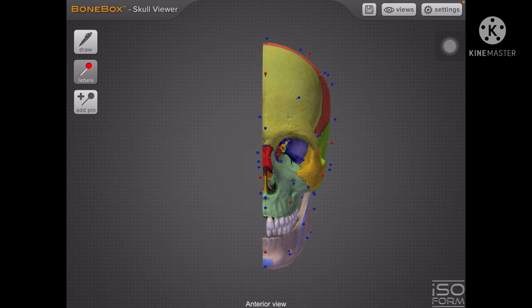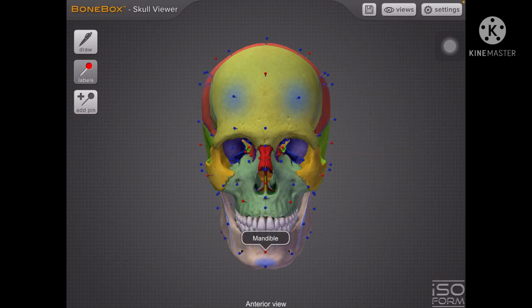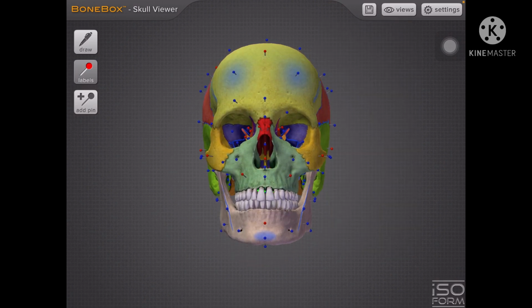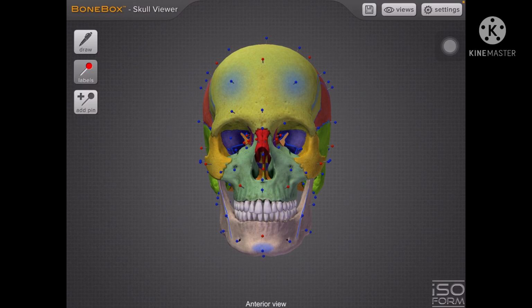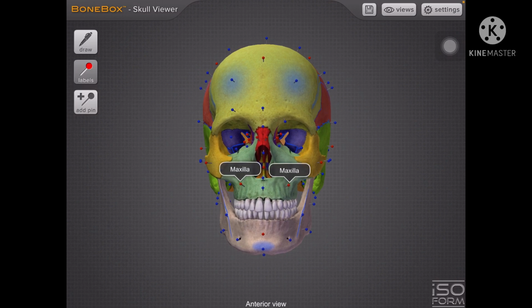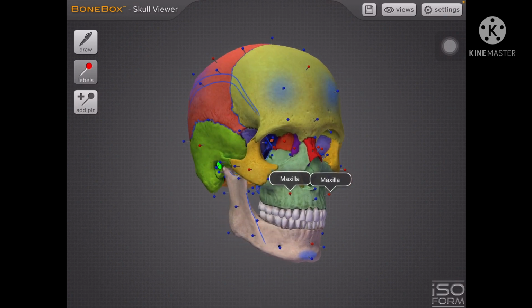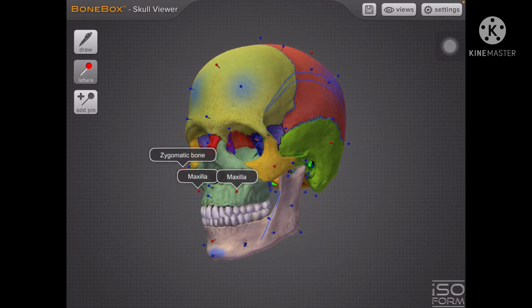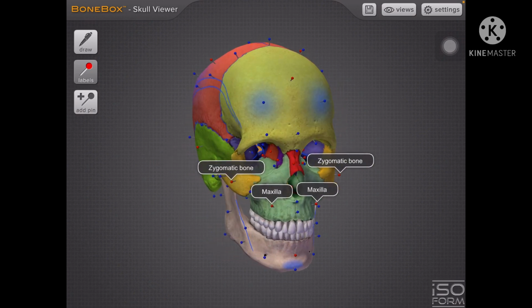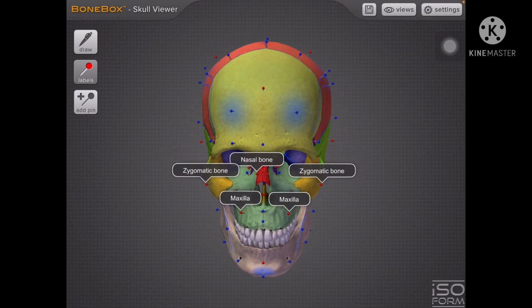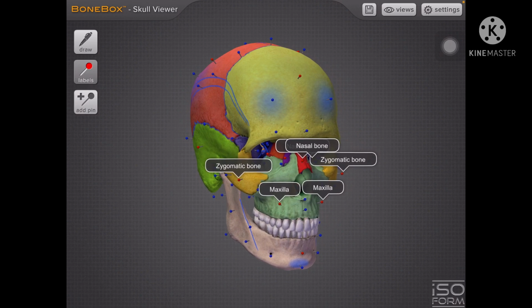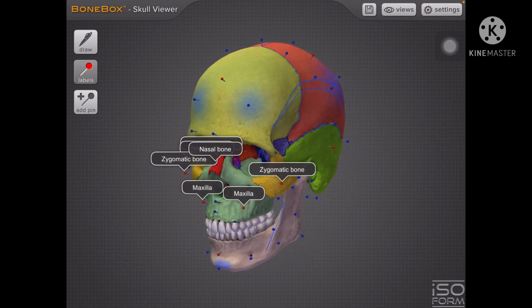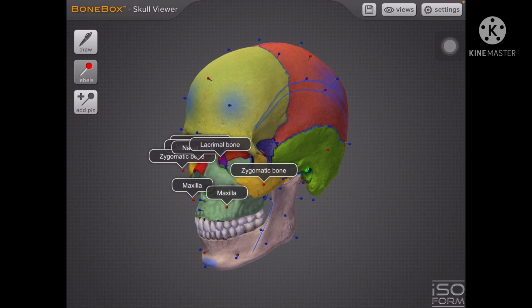Now let's see what the paired bones are. Paired bones of the face. They are the maxilla, and the zygomatic bones, which are highlighted with the yellow color. These 2 are zygomatic bones. Nasal bones: this red colored one are the nasal bones. These 2 are nasal bones. And the next ones are the lacrimal bones. See here, highlighted with the blue color, right? These are your lacrimal bones.